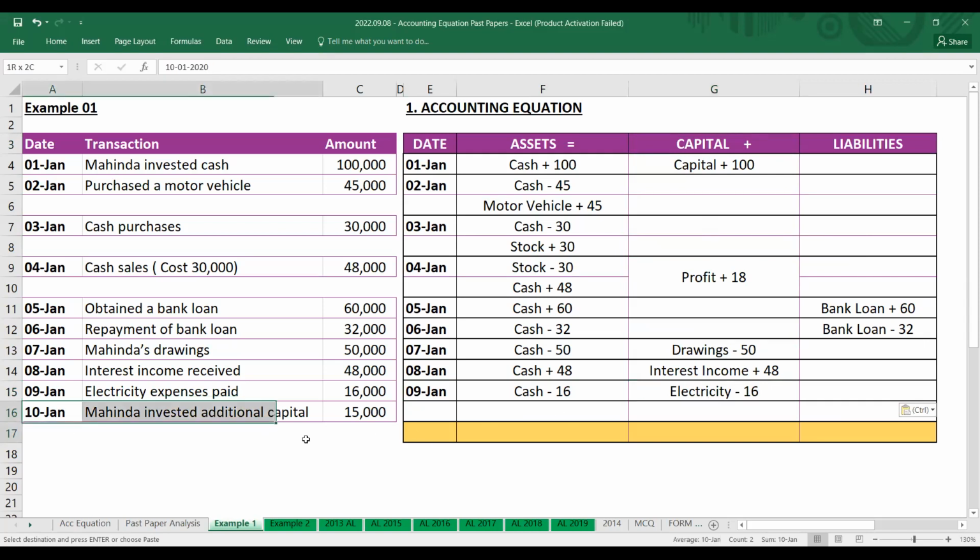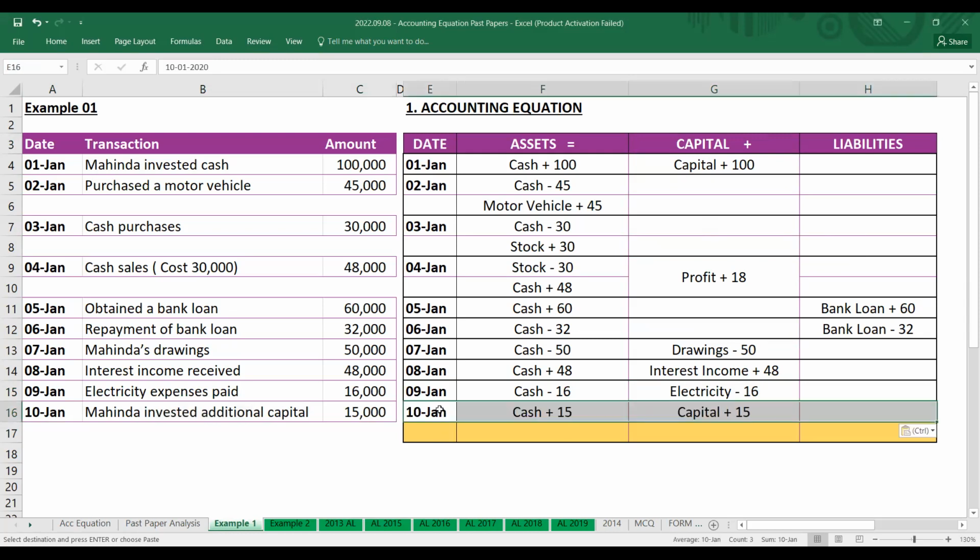Finally, the owner, Mahinda, invested additional capital. So again the asset will increase and the capital also will increase by 15,000.